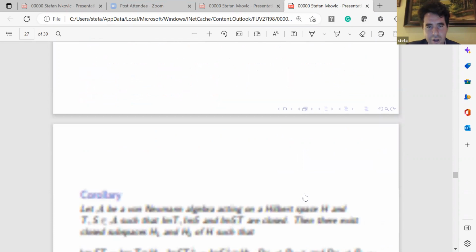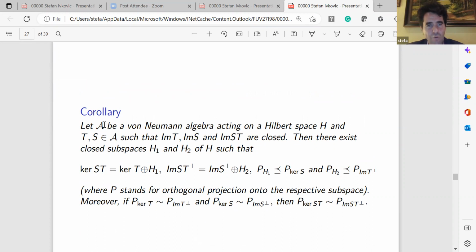So now we move to von Neumann algebras. This is a von Neumann algebra acting on a Hilbert space H, and T, S are now operators in this von Neumann algebra, where, as I said, all of these are closed range operators. And then it turns out that there exist some closed subspaces H1 and H2 of H, such that the kernel of ST can be written as this direct sum, where the projection onto H1 is related to the projection onto the kernel of T, and the second term is related to the projection onto the kernel of S.